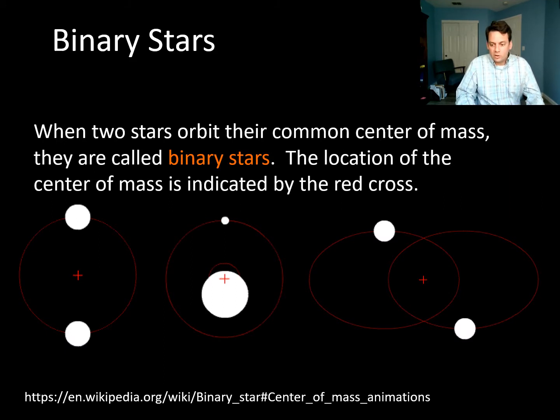So binary stars are not very creatively named. It just means a 2-star system. And when you have 2 stars, they orbit a common center of mass.